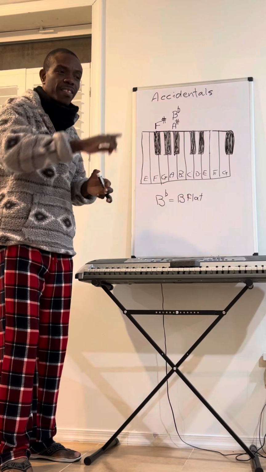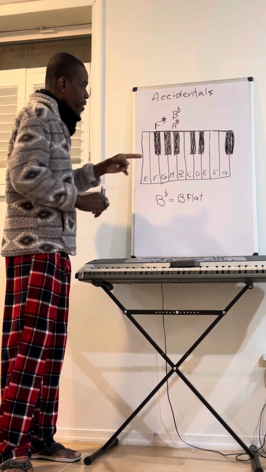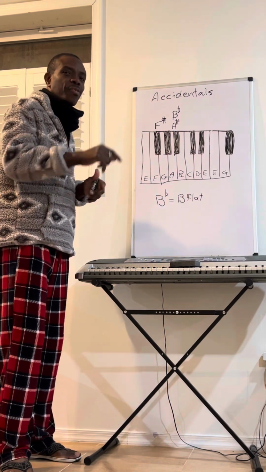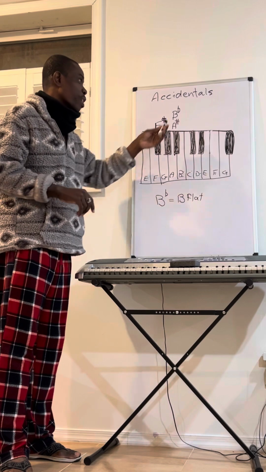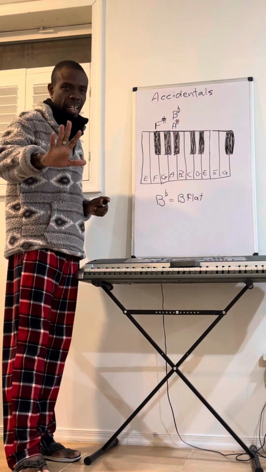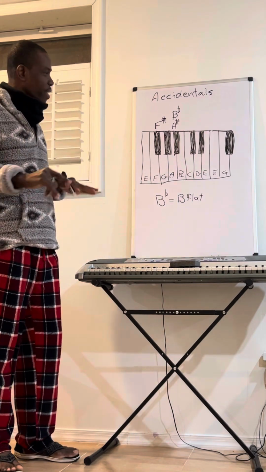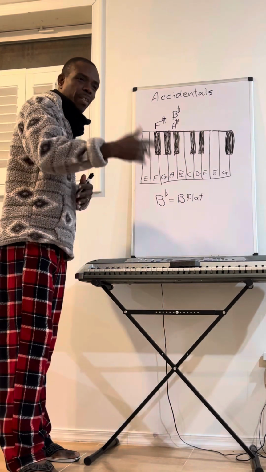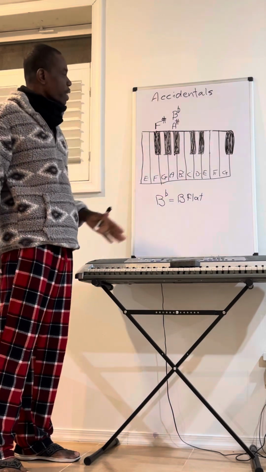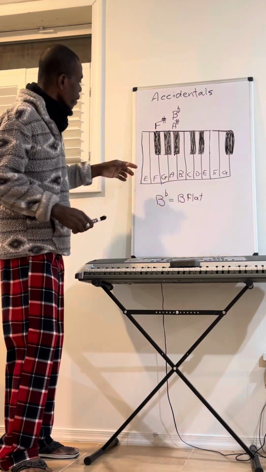But in a certain context, in a certain scale, if I write this note on a musical staff and ask you to name it, and you name it B flat, it can be wrong. We'll get to that. Don't get too flustered. That will be made so simple. I'm just giving you a heads up. All right, so we have two different names for the black keys, basically, right?